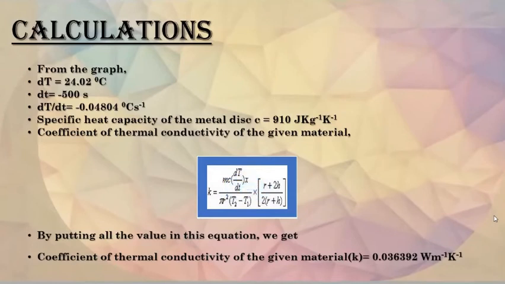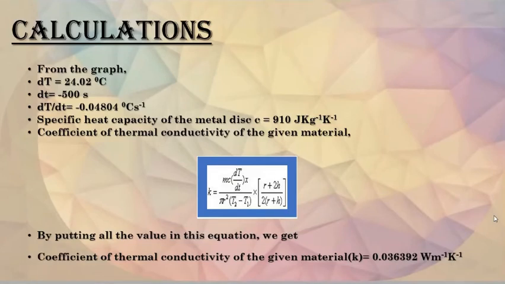So I will explain the calculation from the graph. Here, capital T is the temperature and small t is the time. dT is equal to 24.02 degrees Celsius. dt is equal to minus 500 seconds. dT by dt is equal to minus 0.4804 degrees Celsius per second. Specific heat capacity of the metal disk C is equal to 910 joule per kg Kelvin.